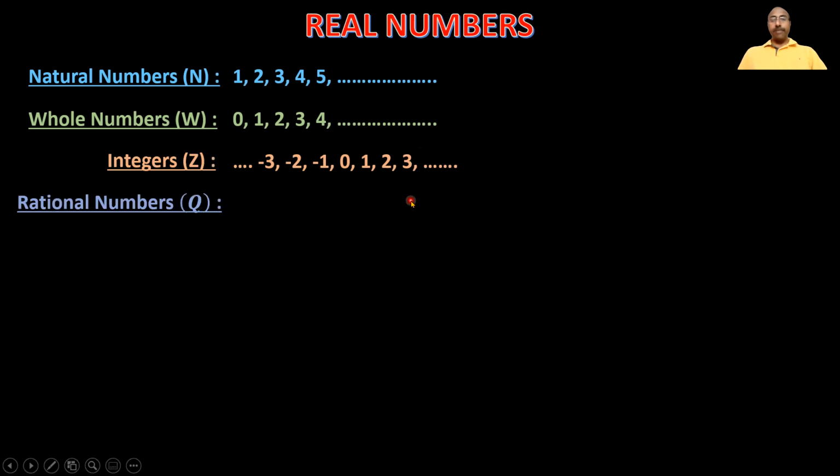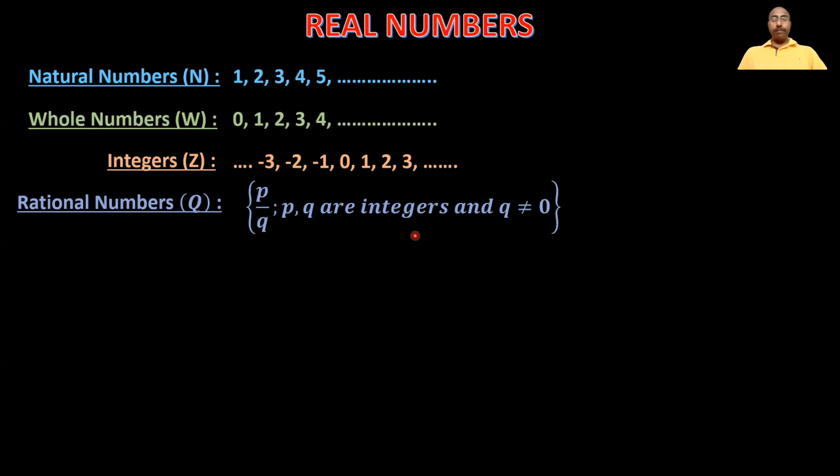Next one, rational numbers. Rational numbers are denoted by Q, and the numbers which can be expressed in the form p by q, that is in fraction form, are called rational numbers. Here q is not equal to 0, where p and q are integers. For example, 3 by 2, 0.59, minus 35, 2.34 bar, that is recurring decimals. This type of numbers exists in rational numbers.